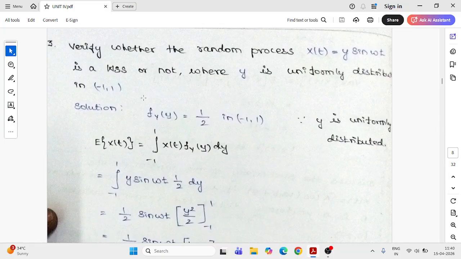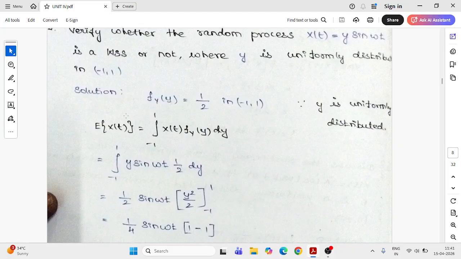The first thing, we will find out the probability function. Here y is the variable which is uniformly distributed. So f y of y is equal to, we know how to calculate the probability function, which is nothing but 1 by b minus a. Here the interval is minus 1 comma 1. So a is minus 1, b is 1. So 1 by b minus a is 1 by 1 minus of minus 1, which is equal to 1 by 2. So the probability function f y of y is 1 by 2 in the interval minus 1 comma 1 under uniform distribution.